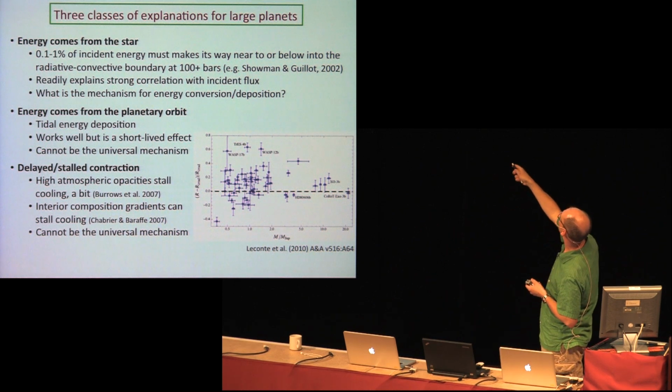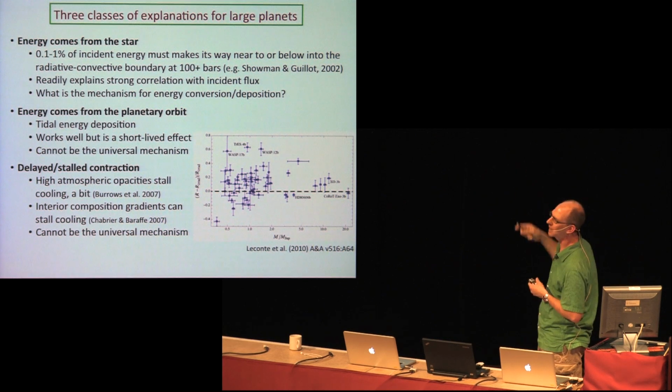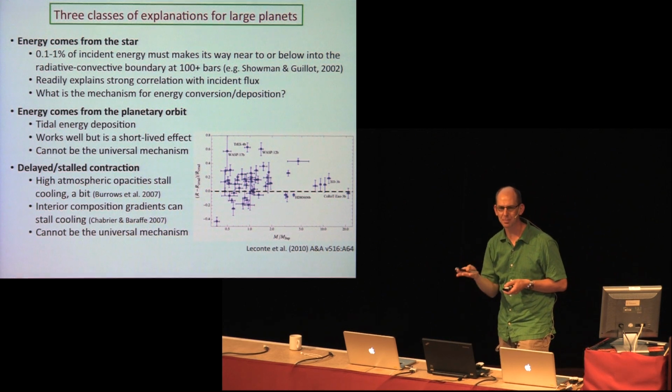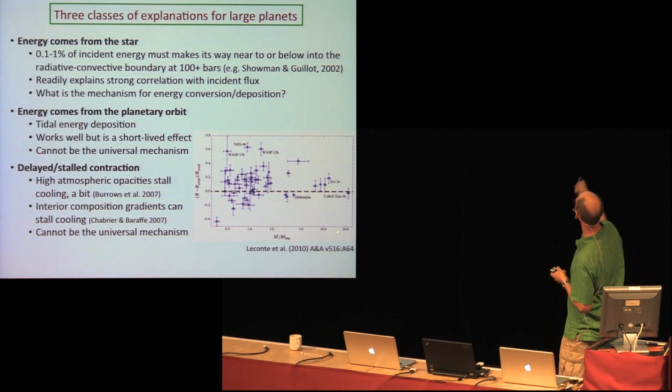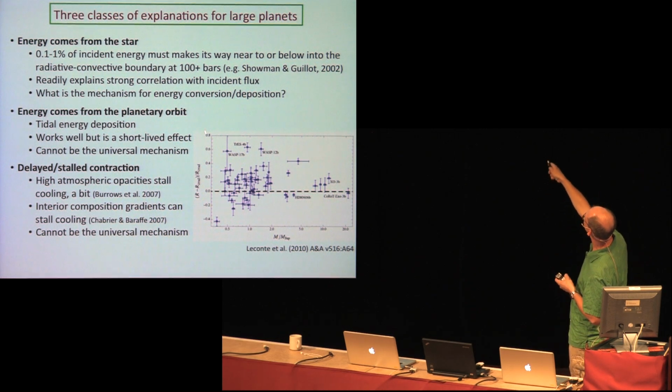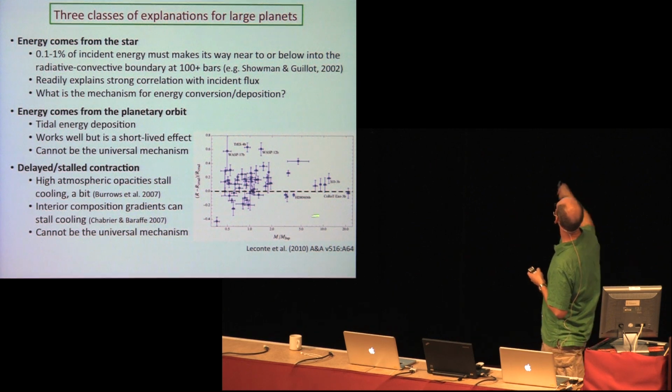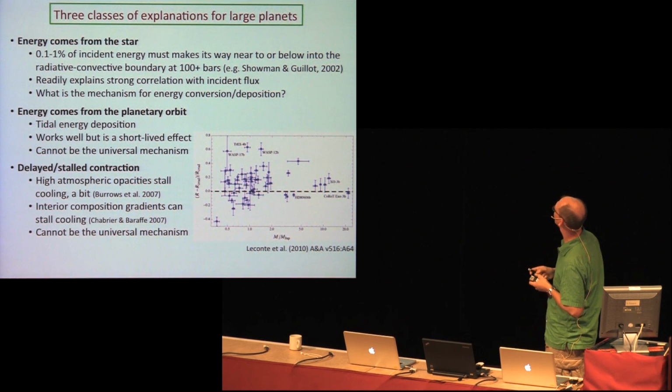What we're really missing right now is the mechanism for energy conversion and deposition deep in the atmosphere. So I'll talk about a couple of mechanisms next. This plot over here is the radius anomaly. This is the excess radius in Jupiter radii versus planet mass from a paper from a few years ago. So it happens for a wide variety of planets.